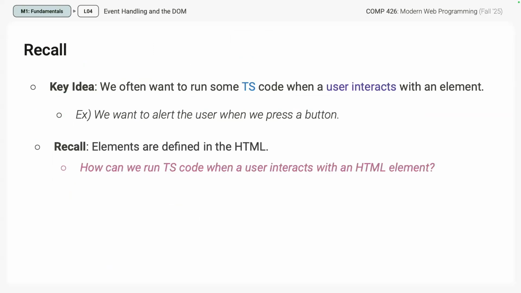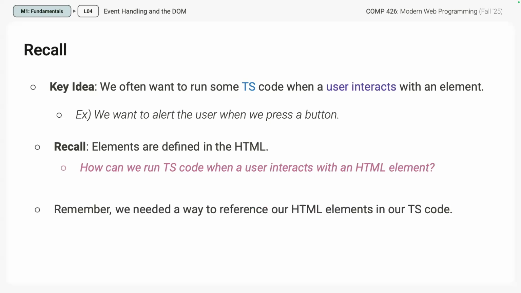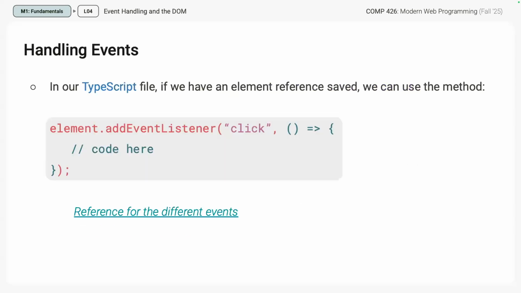And so I have here, recall, elements are defined by HTML. So how can we run TypeScript code when a user interacts with an element? Now that we have the DOM, we have the ability to access our elements from our TypeScript. There are a lot of different things we can do with that. Particularly, using these DOM objects that we get back whenever we, for example, run document.getElement, it returns back an HTML element object.